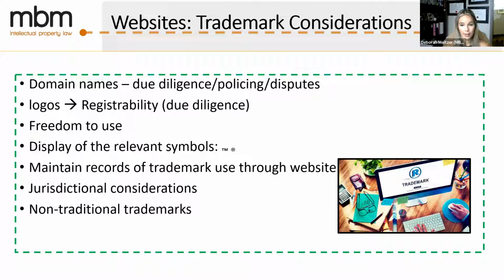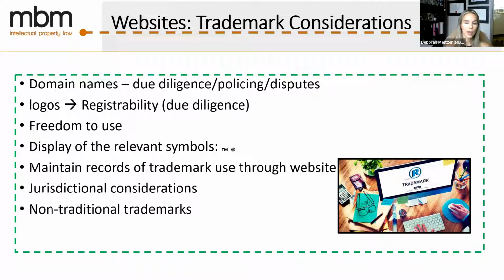We always recommend that a good habit to get into is to maintain records of your trademark use through your website. What do I mean by that? We hope for the best, we plan for the worst. As someone who's in litigation, when something comes up, all of a sudden we have to prove use. When did you first use your trademark? How did you use your trademark? What did you use your trademark in association with? There are internet archivers, but unfortunately they don't save every single day that your website's been active.